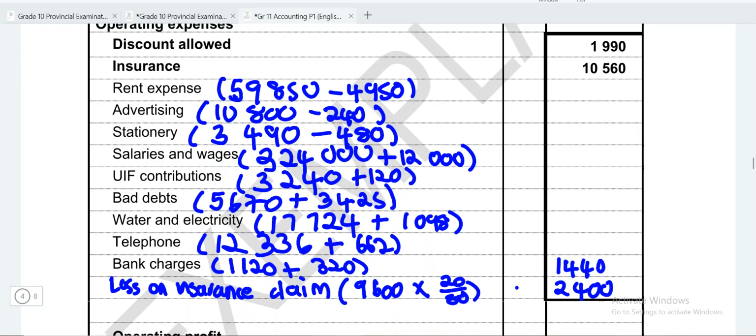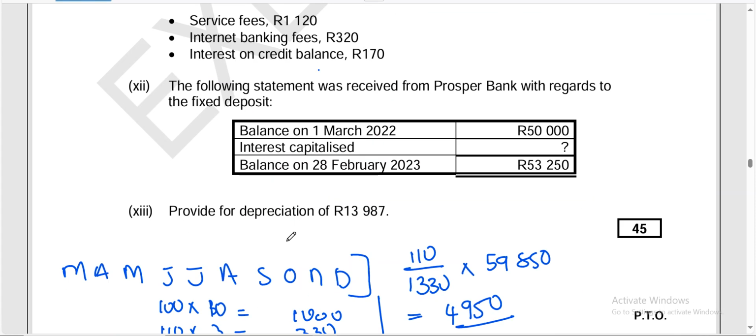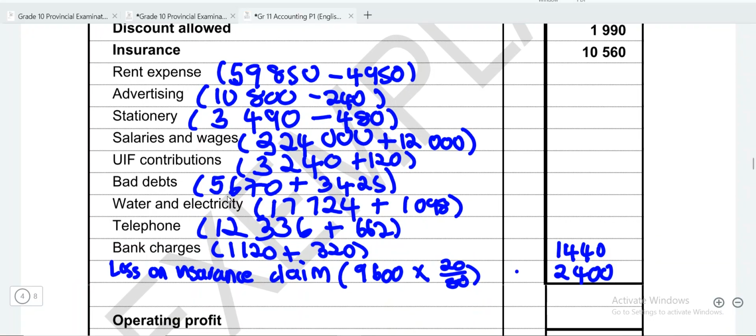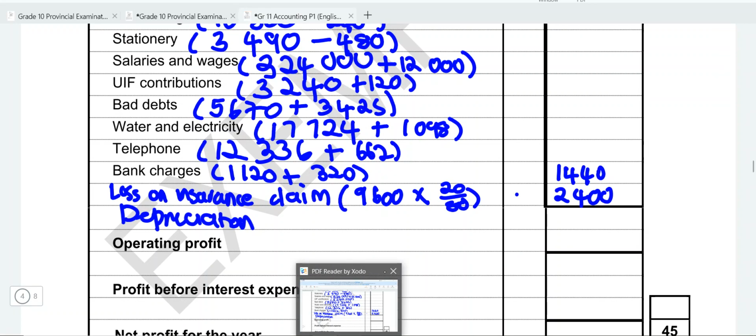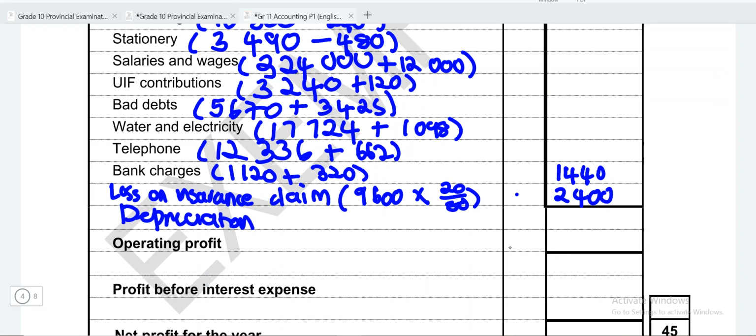Let's go to, I think it's the last transaction. So here they're saying that, okay, before we do this, let's enter what was given. Provide for depreciation of 13,987. So it's given, you are just going to enter it. So we'd have our depreciation, and then according to there is 13,987. So I'm going to enter it as it is, 13,987. Remember, it's given, you don't need to calculate it.